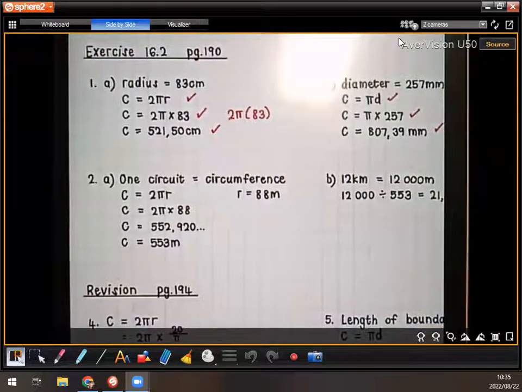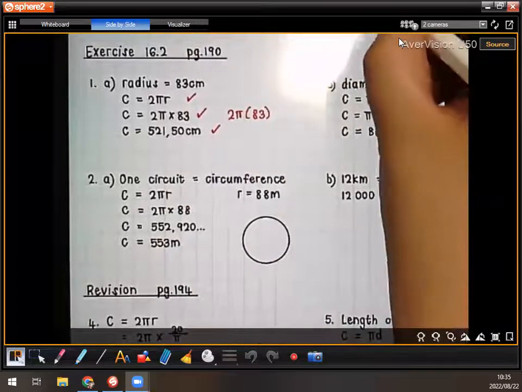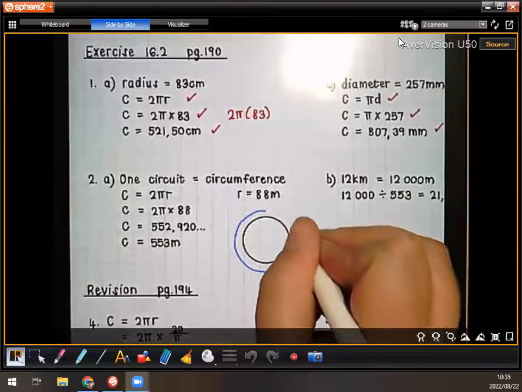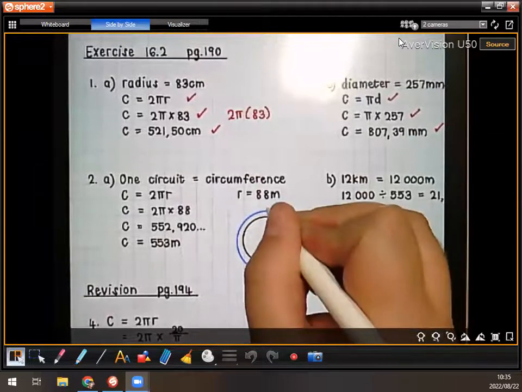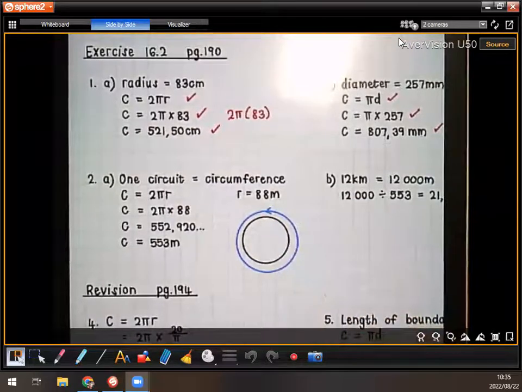Now guys, if you're thinking of a circular track, right? Say this is how the track looks. It's a circle. Now she must run all the way around. Okay, so she's running to the starting point. Does it make sense that we're calculating the circumference of that circle to get the length of the circuit, right? The length that she's running.